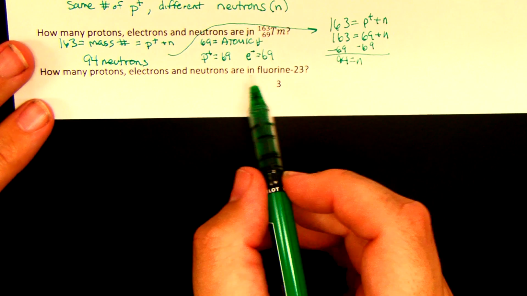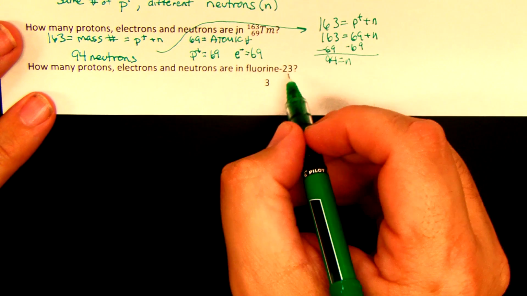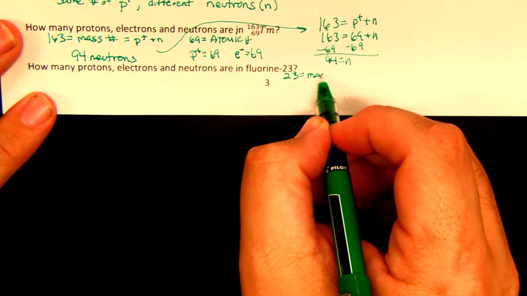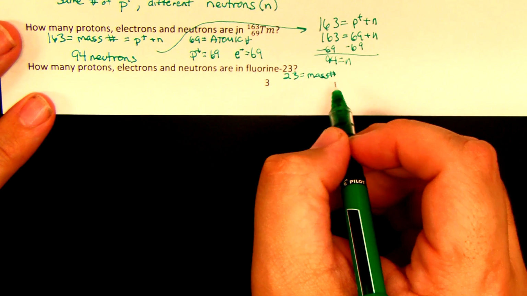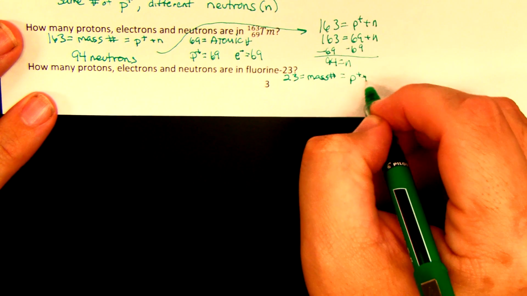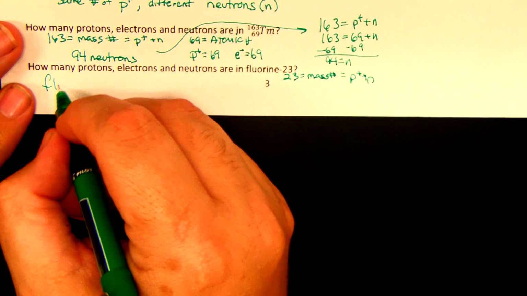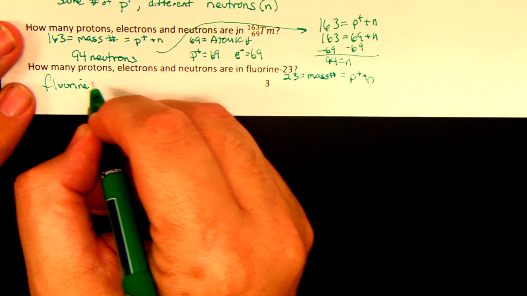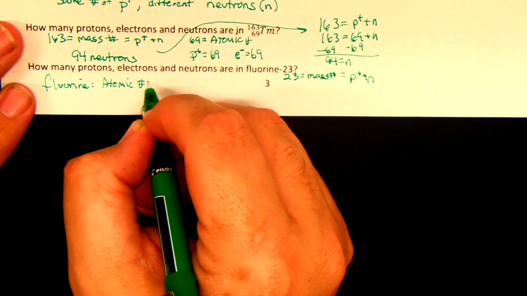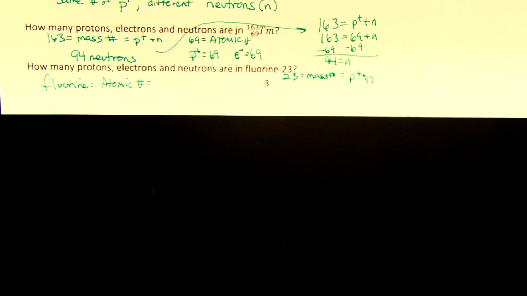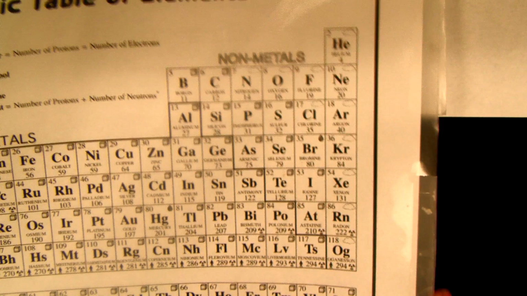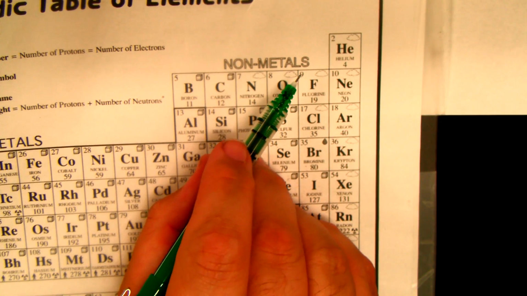Now, with fluorine 23, what is the 23 equal to? Yeah, that's the mass number. So that's your protons plus neutrons. Now, with fluorine, the atomic number is something we need. That's when you go into your periodic table. Your periodic table, fluorine's up top, right here. What's the number? The atomic number is 9.